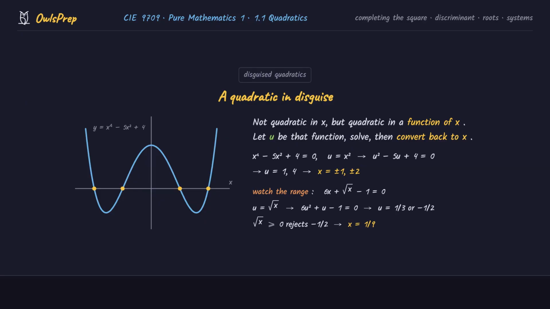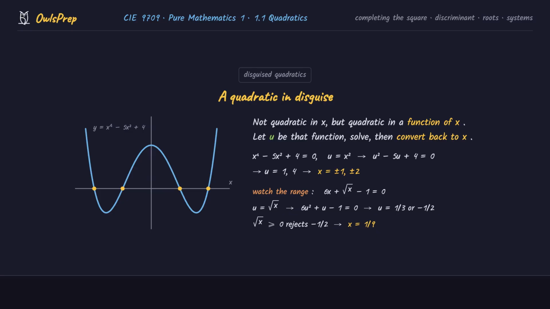The equation becomes u squared minus 5u plus 4 equals 0, an ordinary quadratic, which factorizes to (u minus 1) times (u minus 4). So u is 1 or 4. Now convert back, because we want x, not u. x squared equals 1 gives x equals plus or minus 1, and x squared equals 4 gives x equals plus or minus 2 for solutions.